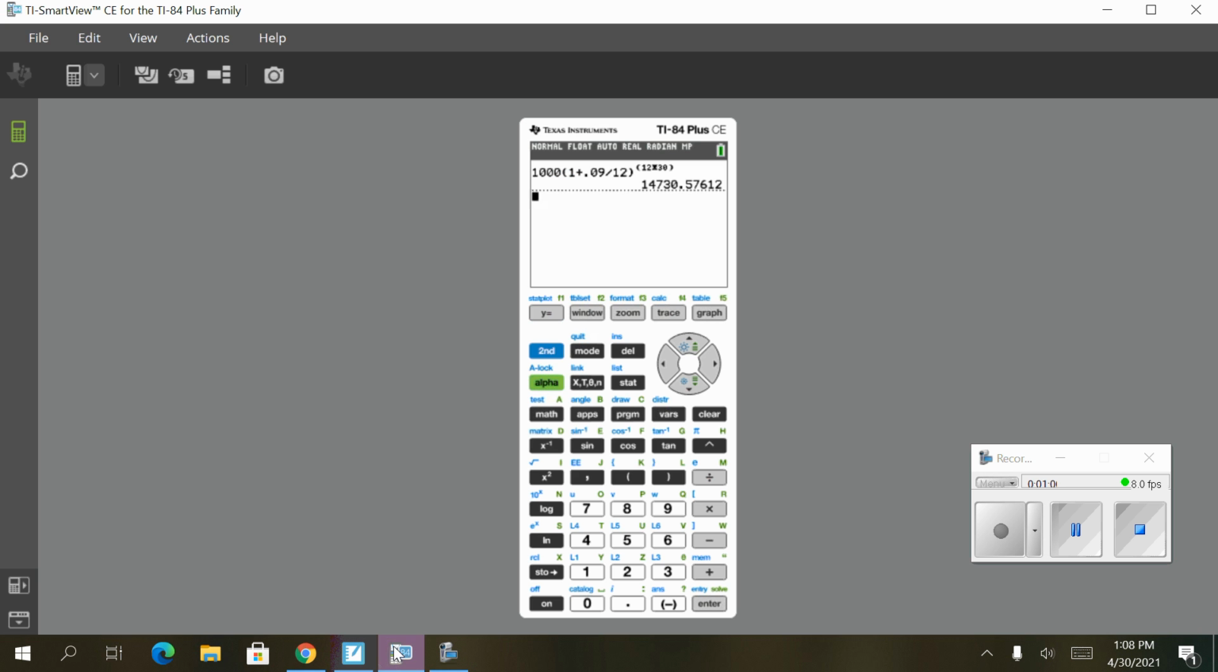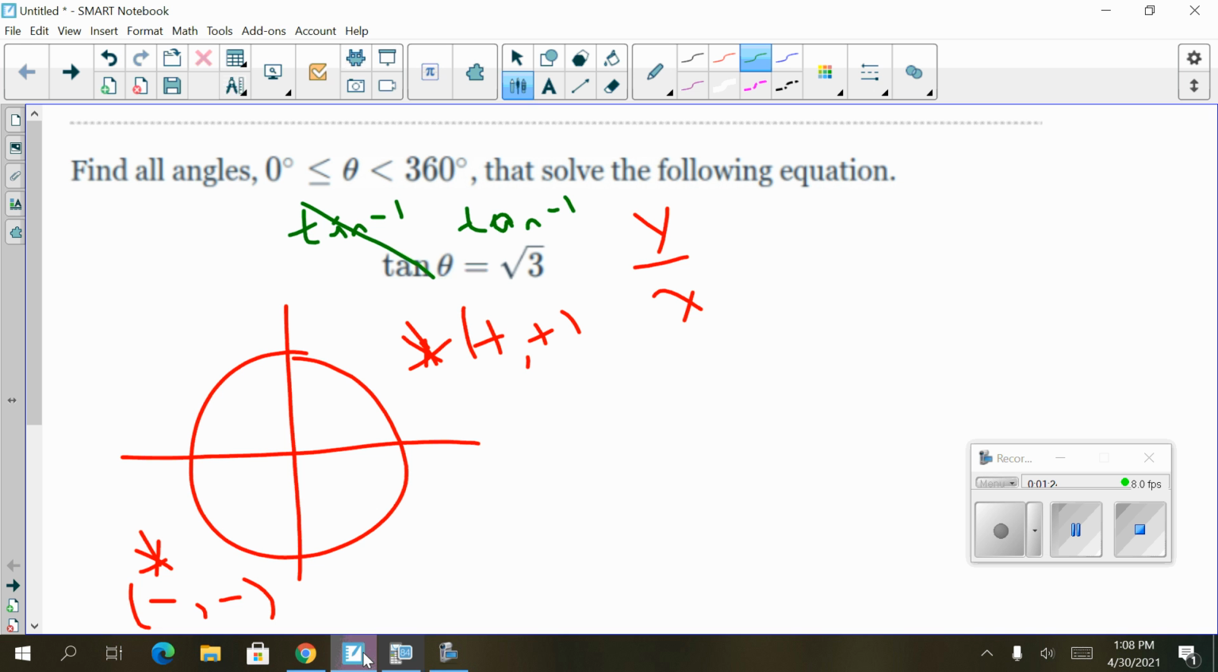I have my calculator here, so I'll show you how I'll do it. Tangent inverse is second tangent, and then radical 3, ooh, I'm in the wrong mode. Definitely check that you're in the right mode, because that could be a problem when you're doing this chapter 9 stuff. You want to be in degree mode, and I was in the wrong mode. So now I will just calculate it out again. It's 60 degrees. So 60 degrees is my first answer.